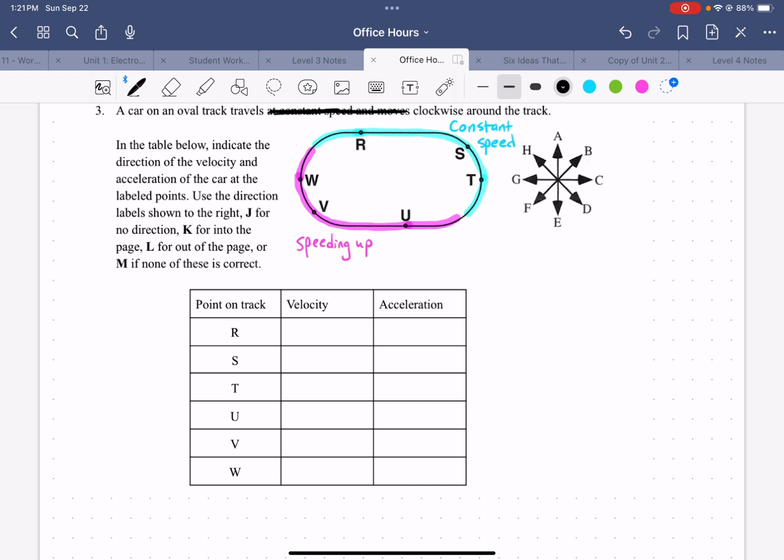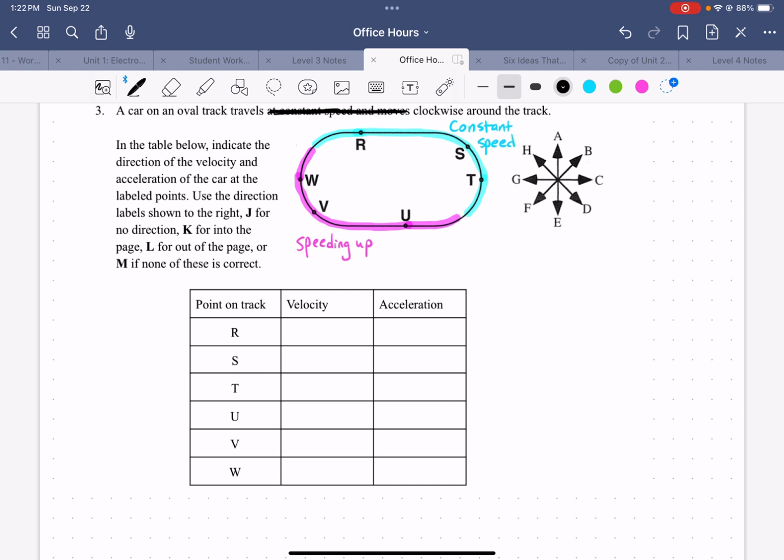And there are 6 points here, and we're asked to give the direction of the velocity and the acceleration at each point. We have this little direction wheel with arrows labeled A through H, and we can also give J if we think there is no direction for one of those quantities. All right, so this is really going to focus on acceleration, so I'll just fill in the velocity values first.